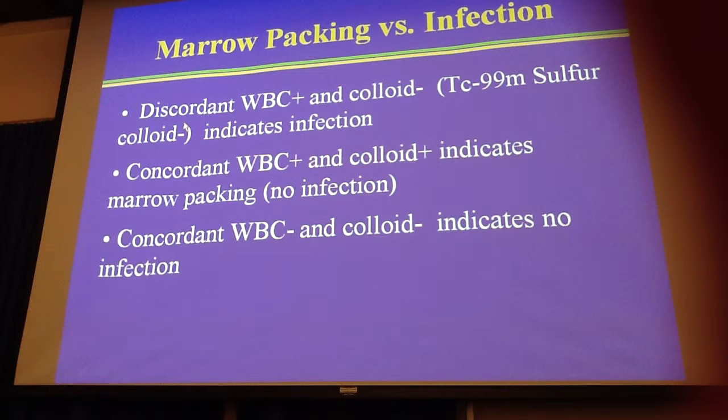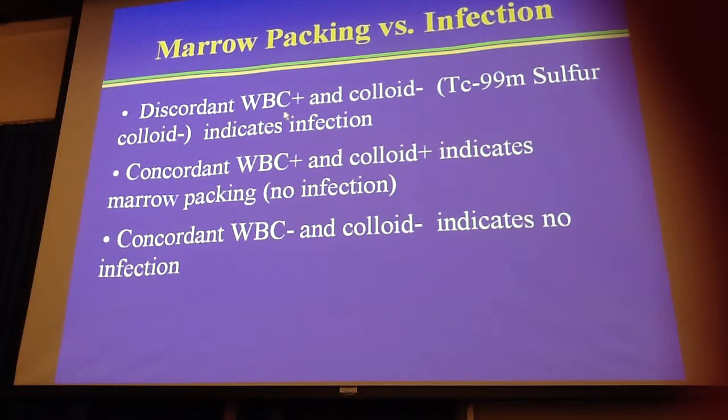So this is what we're looking for. When they say discordant, that means that if the sulfur colloid is abnormal and the white blood cell scan is normal, it's discordant. In other words, if you see uptake with one but not the other, that's a discordance. If you see the sulfur colloid gets picked up and the indium gets picked up, that's concordant. So if you see both of them in the same location, this is what they're saying here.